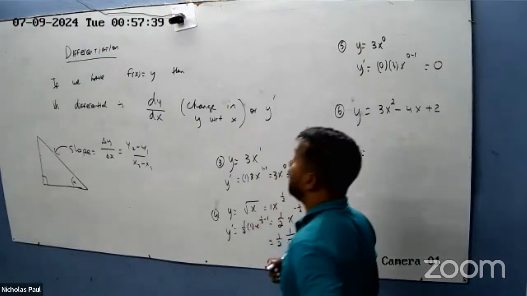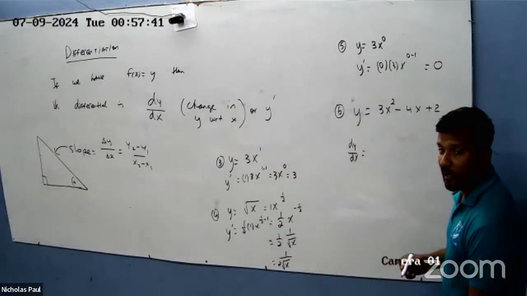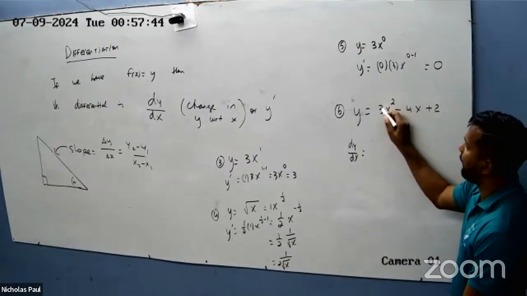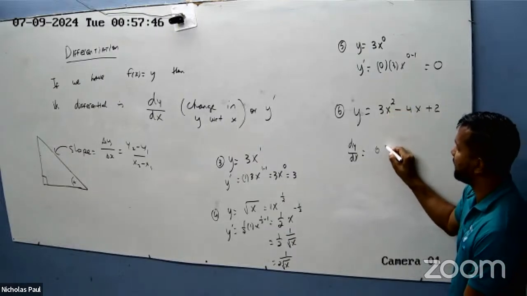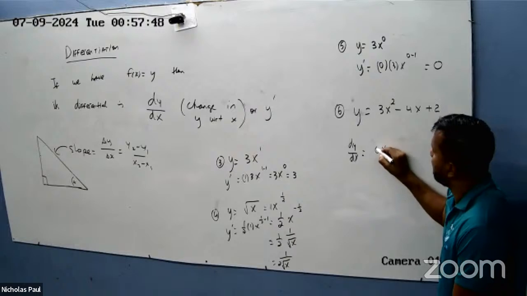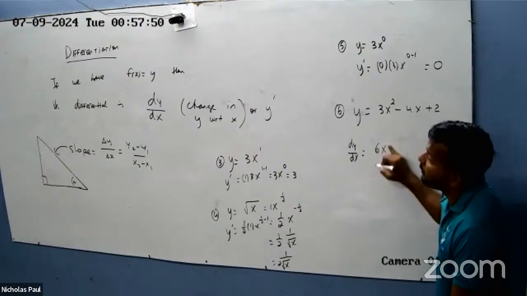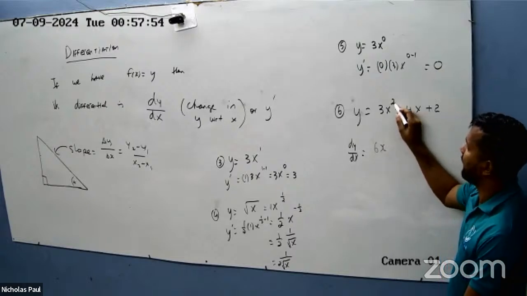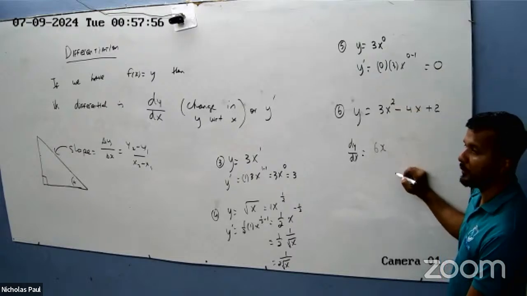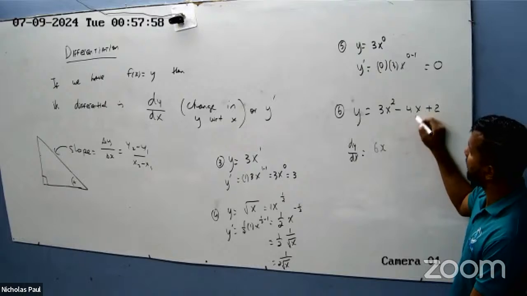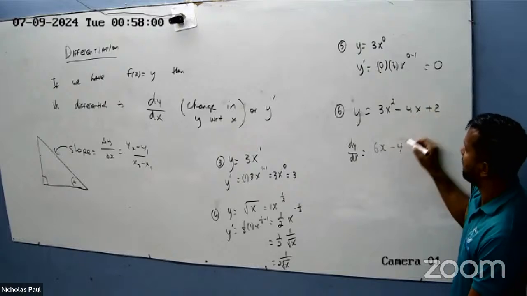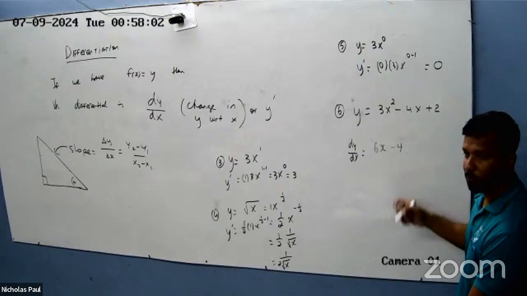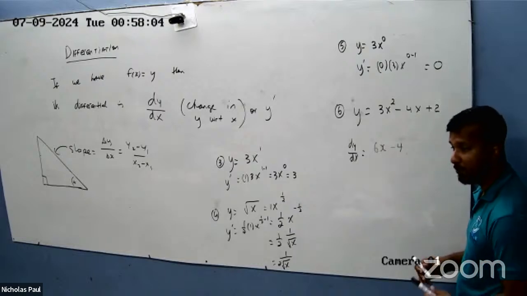Finished. So you can do this mentally now. The differential of 3x squared, bring down the 2. 2 by 3 is 6. And then minus 1 from the power, that'll give you 1, right? The differential of minus 4x, chop off the x. Differential of 2 is 0. So that's the answer.